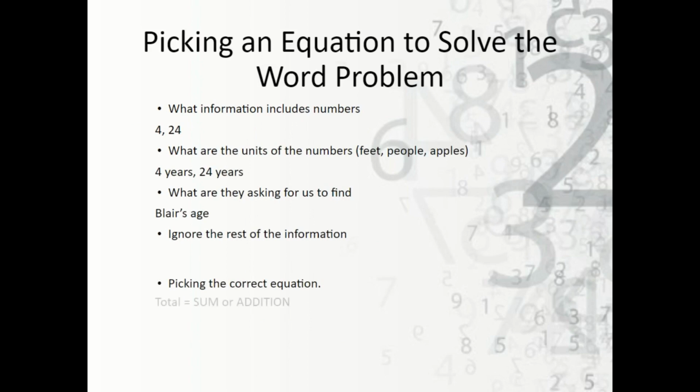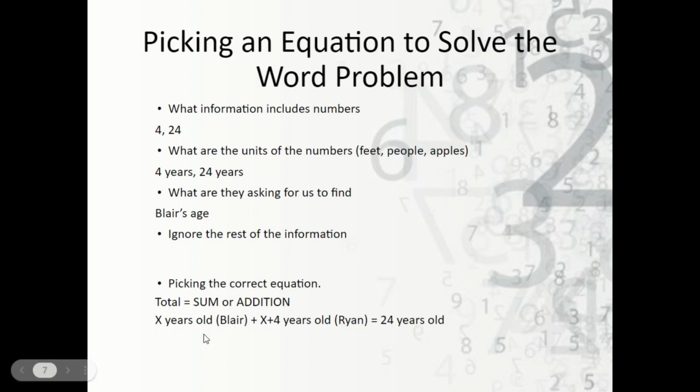So picking the correct equation, total equals the sum, right? Where the sum of their ages, or the total of their ages, is 24. And we know that Blair is X years old. We don't know how old she is. We just know that she is some age. We know that Ryan is 4 years older, so it's Blair's age, X, plus 4 years old. And then we can solve that from there. So we would go ahead and add X plus 4 and set that equal to 24 and solve for X, and that would be Blair's age.